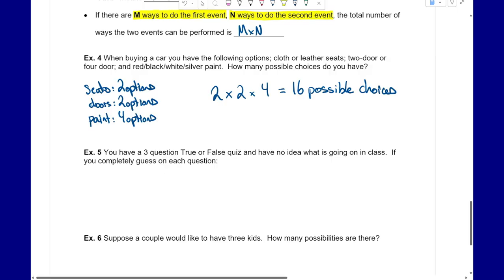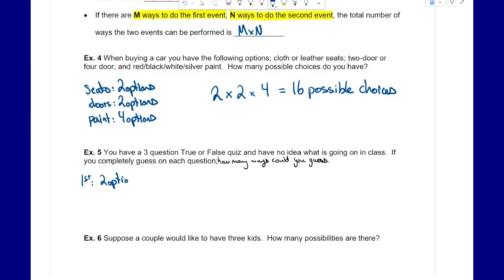Number 5. So again, going to the true or false question, we want to completely guess. Technically, it should be how many ways could you guess. So again, let's think about it. My first event is the first question, and then you have 2 options, true or false. Your second question, 2 options again, true or false. And your third question, again, you have 2 options.